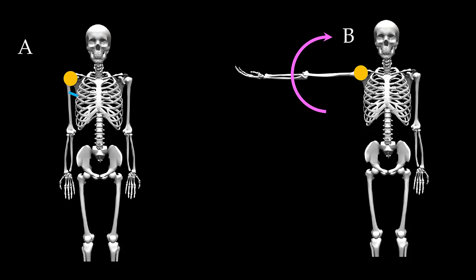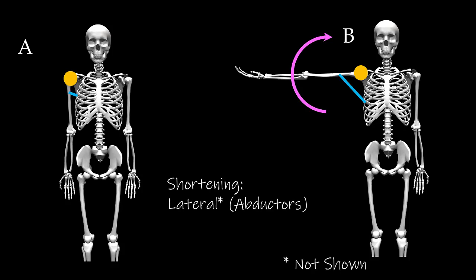Demonstrated here in blue, you can see that we go from A to B. Going from A to B, we see that the muscles on the medial side are lengthening. So that means the muscles on the lateral side are shortening, which are the abductors, which again are harder to illustrate in this example. But we can clearly see the MTCs that are lengthening are going to be on the medial side, which are the adductors.